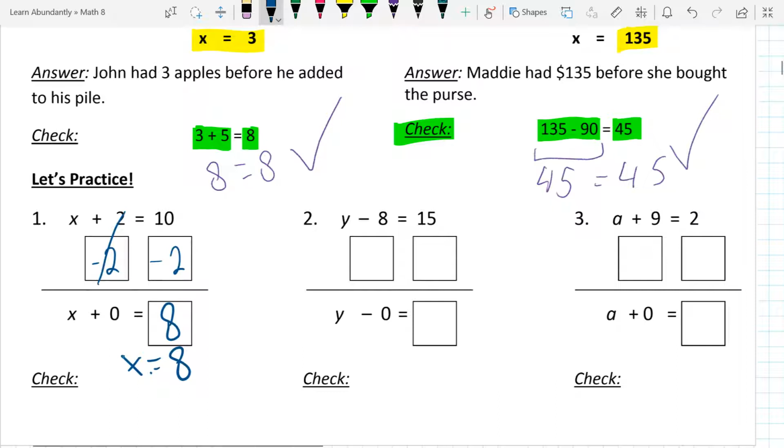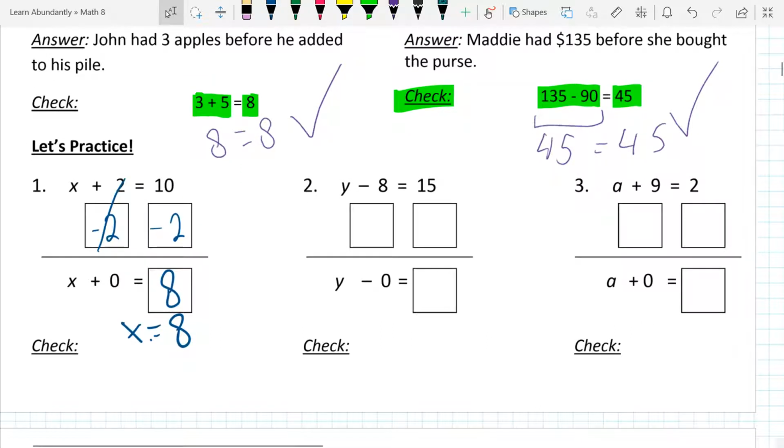Now, if I wanted to check to see if that was the right answer, I would have to plug that back in. So I'm going to go back to my X plus 2 equals 10, but I'm going to replace the X with an 8. Now the question I have for you is, does 8 plus 2 equal 10? And if I type 8 plus 2 in my calculator, I end up with 10 equals 10. So that's perfect. It checks out.